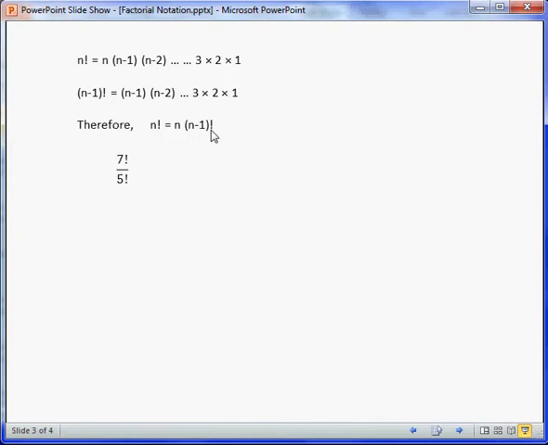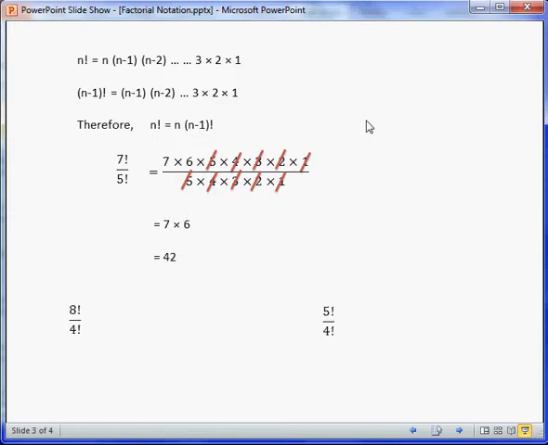So 7 factorial divided by 5 factorial. If you write it out the long way, we've got that. But I can cancel out the 5s, the 4s, the 3s, the 2s, the 1s. So it's just 7 times 6, 42. 8 factorial divided by 4 factorial, I just know it's 8 times 7 times 6 times 5. That's actually a nice number, because 6 times 5 is 30. And 5 factorial divided by 4 factorial, I think I just said that one out loud, 5. That becomes useful when we look at some probability things, some combinations and permutations you'll see later.